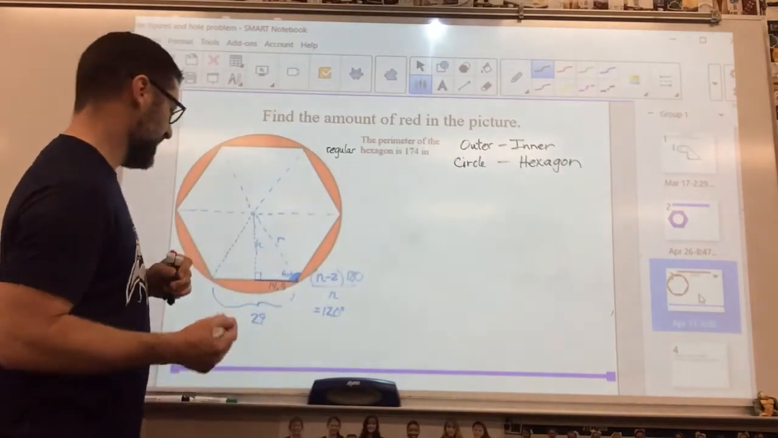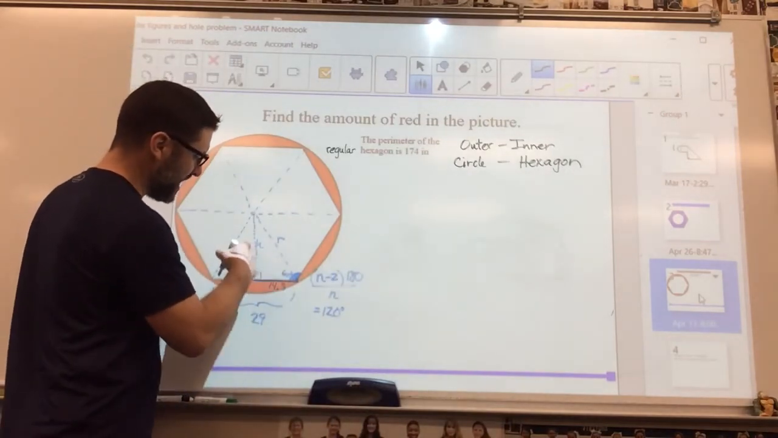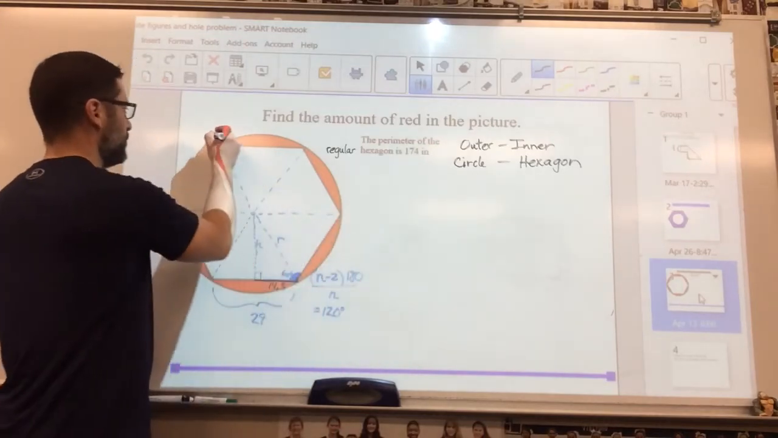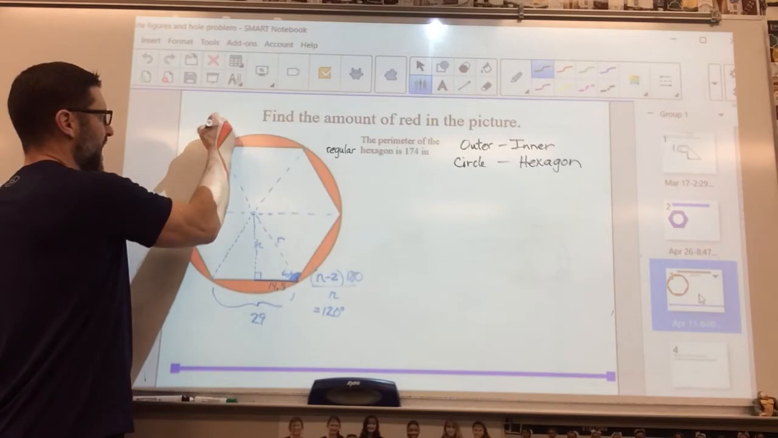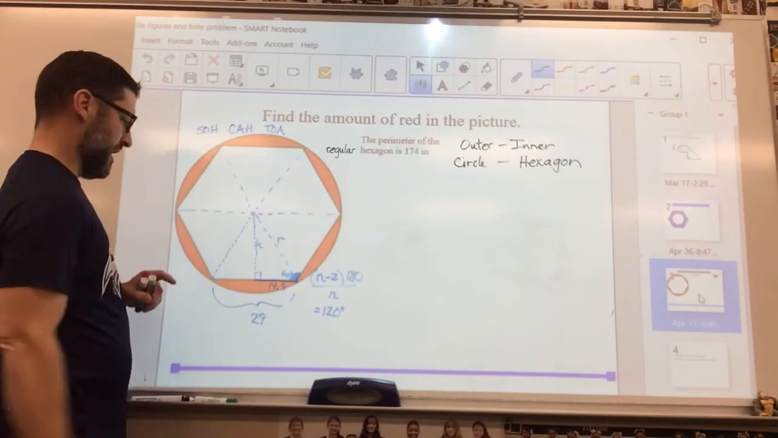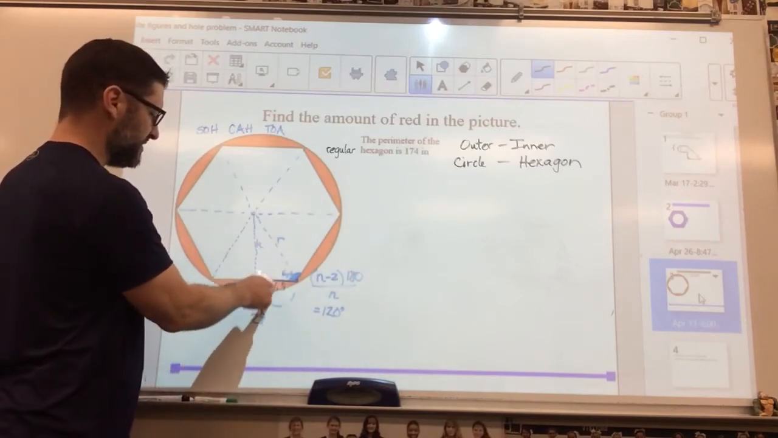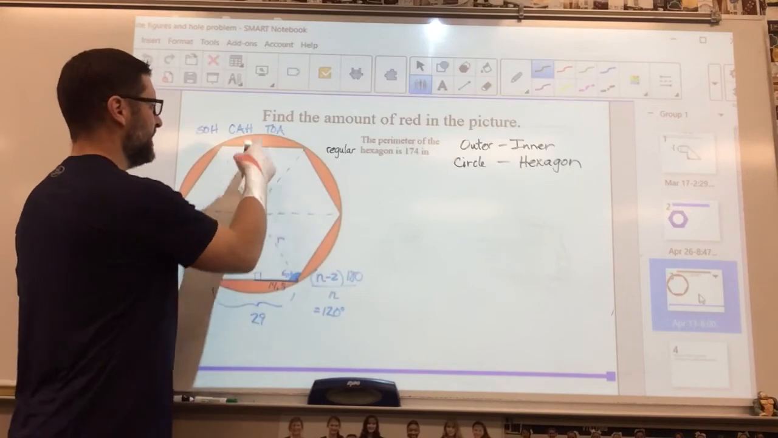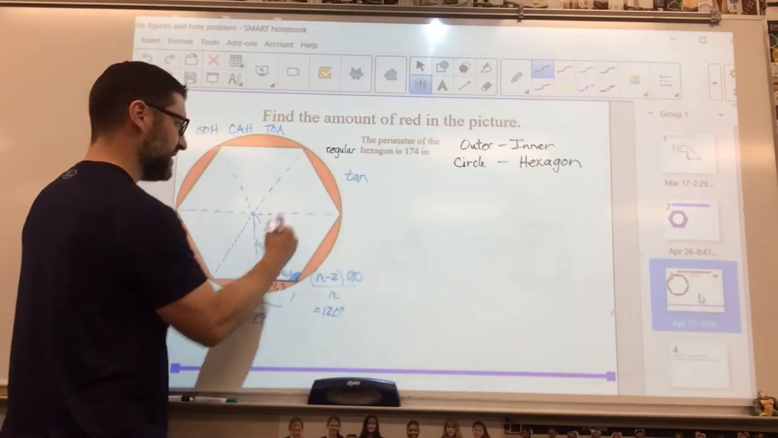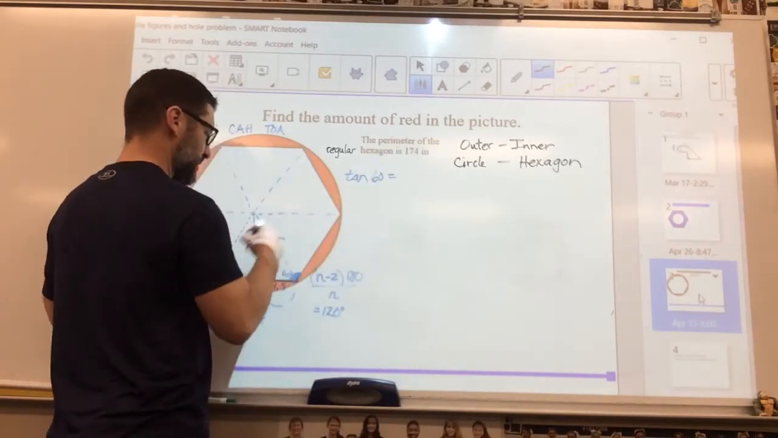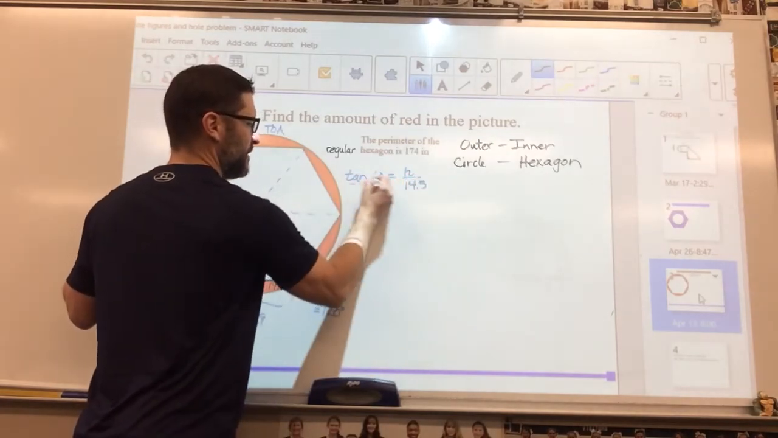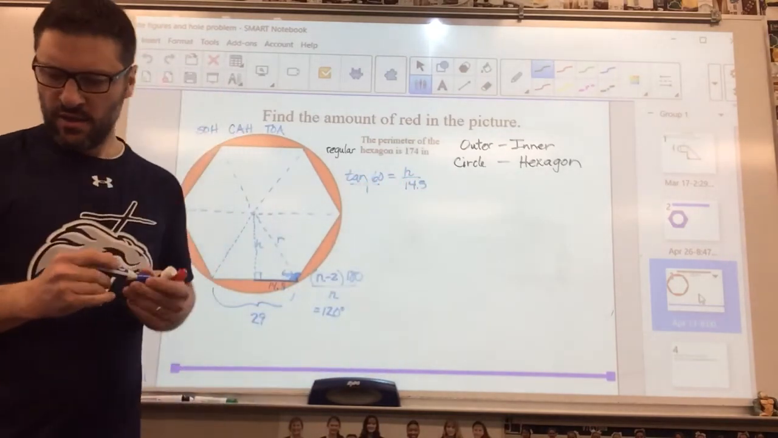Okay, back at it. With the 60-degree angle, h is opposite and 14.5 is adjacent. So I should write it up: SOH CAH TOA. Opposite, adjacent is tangent. So I'm going to write the tangent of 60 is equal to opposite, which is h, over adjacent, which is 14.5. I'll put the tangent of 60 over 1.